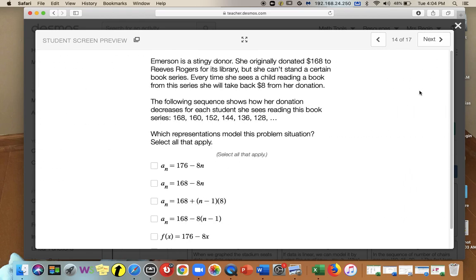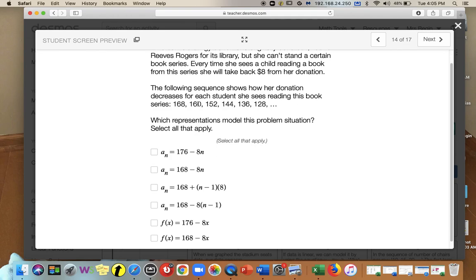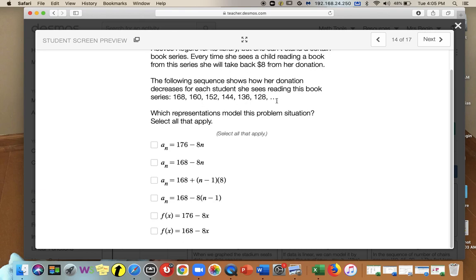Okay, next. Emerson is a stingy donor. She donated $168 to Reeves Rogers for its library, but she can't stand a certain book series. Every time she sees a child reading a book from that series, she's going to take back $8. So here is a sequence of numbers that represents her taking back the money every time she sees a child reading that certain book. All right, so again, which representation models this? So we start with 168, and we're subtracting 8 every time. So here's the first one in the explicit formula.